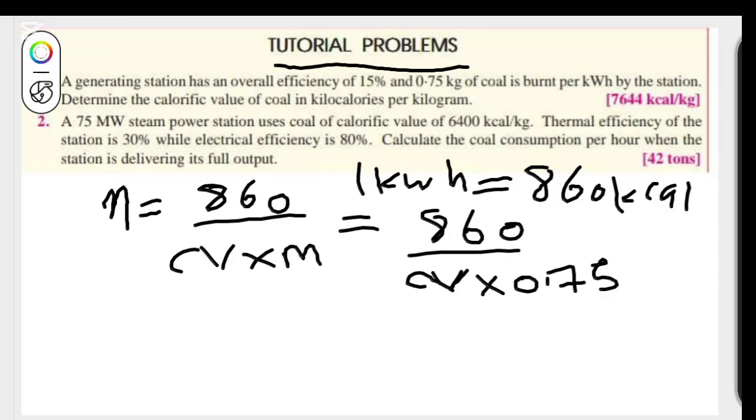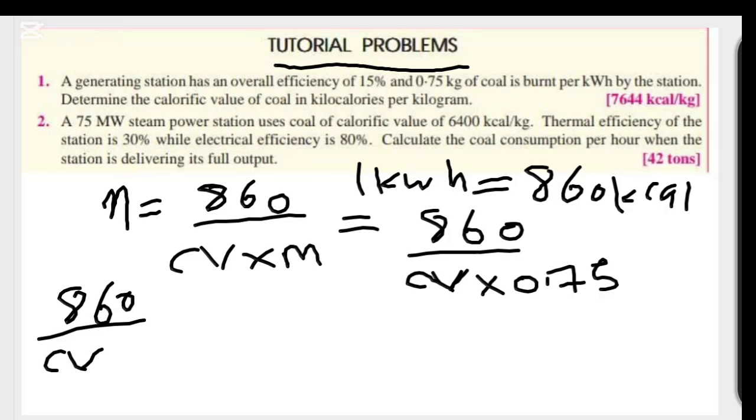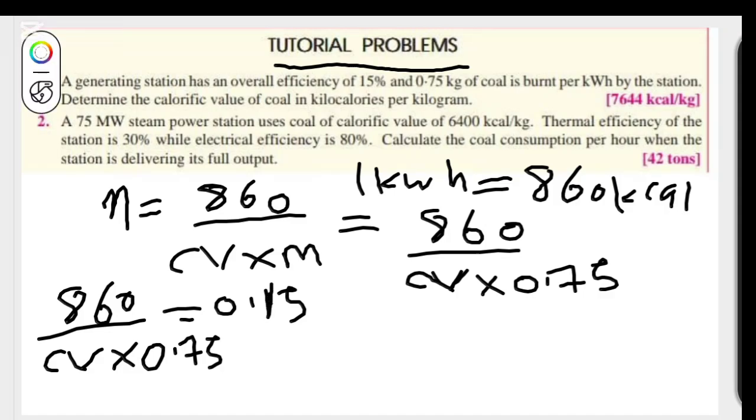So after then I would say 860 divided by the CV that I'm looking for multiplied by 0.75. It is the same thing as the efficiency, which is 15%. If I divide it by 100, I'll get 0.15. So this is the same thing. I will make this the subject of the formula.